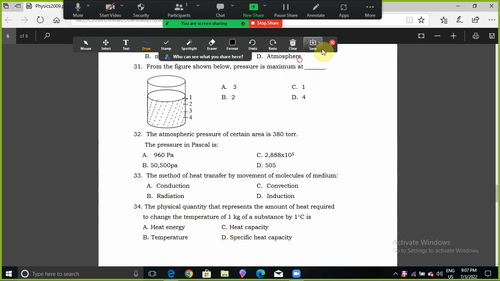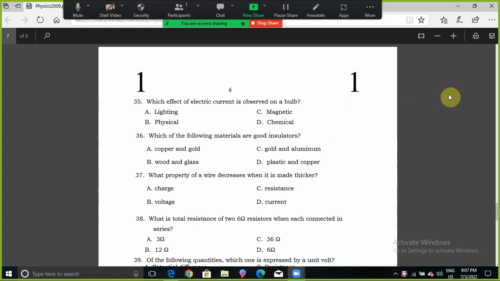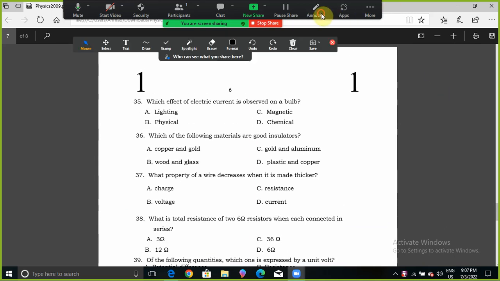Now, let's go to question number 35. In question number 35, it says, which effect of electric current is observed on a bulb? Of course, it will be lighting, right? Lighting, because the effect of electric current on a bulb is lighting. So the answer for question number 35 is A.